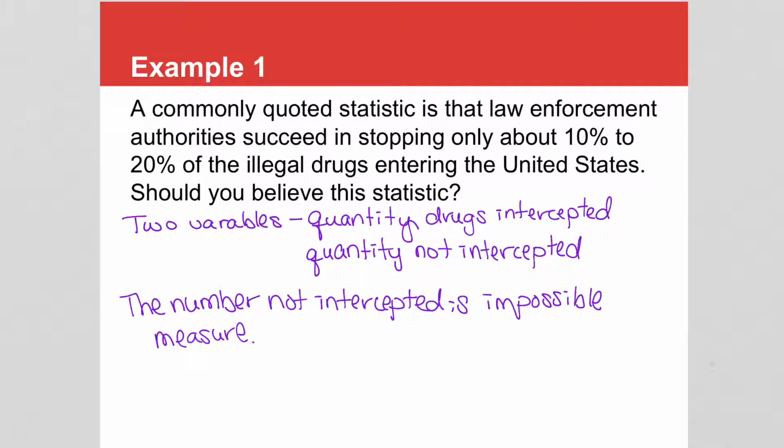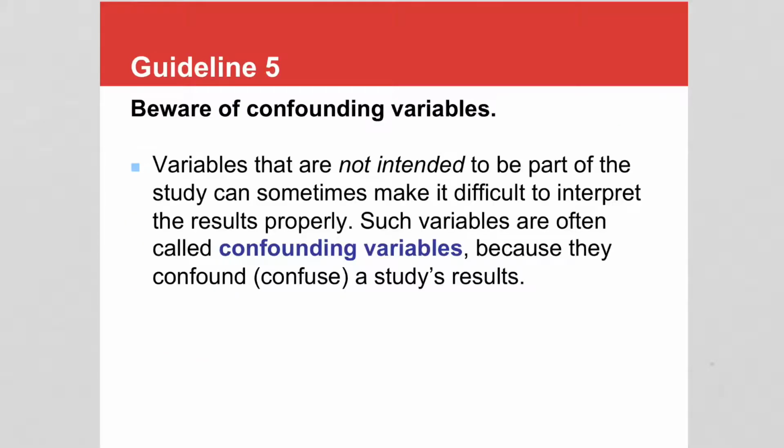Your book says, in a New York Times analysis, a police officer was quoted as saying, "This is the kind of statistics that is a PFA, pulled from the air. It is not based on anything." Beware of confounding variables. So variables that are not intended to be part of the study, that are kind of stuck in there, may make it difficult to interpret, or might confound it, make it confusing. Confound and confusing, kind of the same thing.